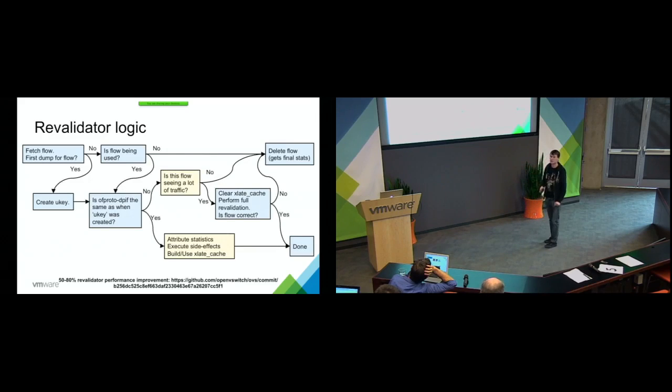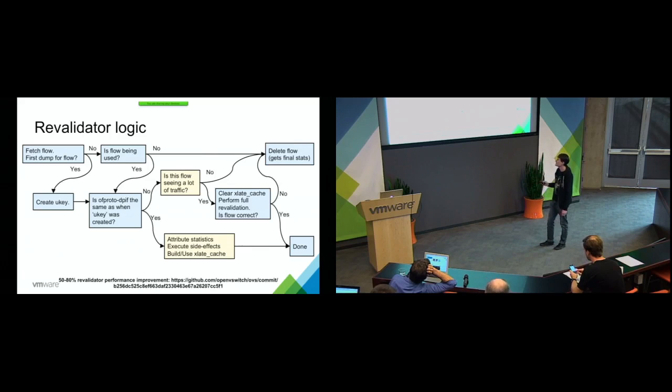So again, I wasn't sure that I was going to be presenting in this room, so that might be a little bit small, but we dump the flow, we check that it's idle. If the flow is not being used, then we're going to delete it. There's no use keeping a cache entry around if it's not being used. We create this ukey entry, and we check if there's been any OpenFlow changes.